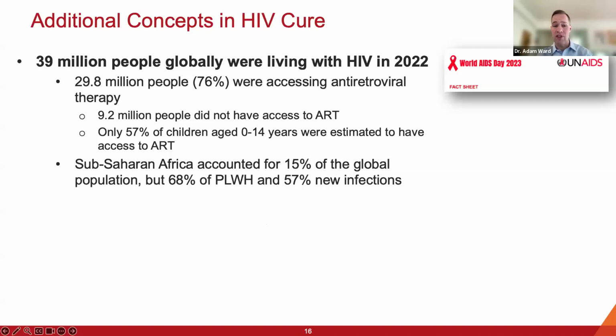Also, sub-Saharan Africa accounted for 50% of global population in 2022, but 68% of people living with HIV and 57% of new infections.